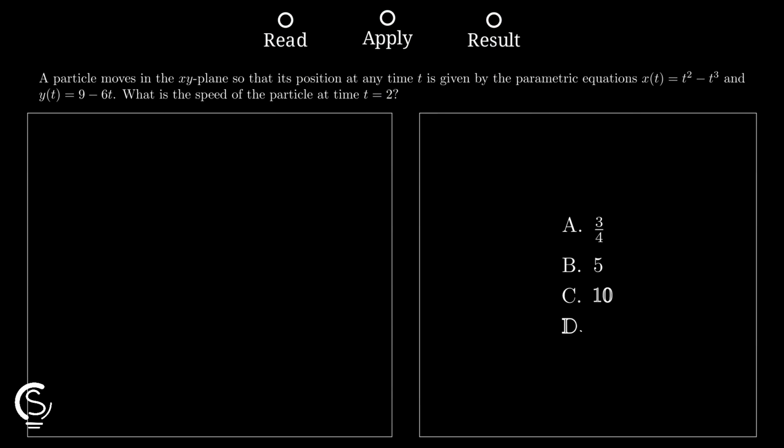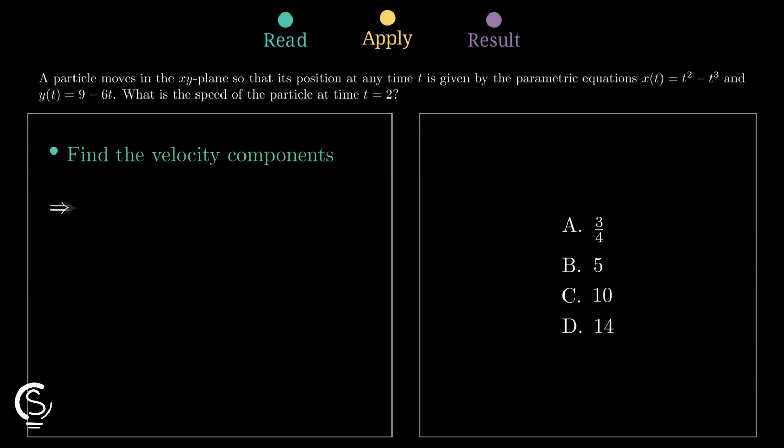First, find velocity components by taking the derivative of position functions. The derivative of x is 2t minus 3t squared, and for y, it is just -6. Next, we plug in t equals 2 to find the specific rates. Our horizontal velocity becomes -8, while the vertical velocity stays constant at -6 for any value of time.